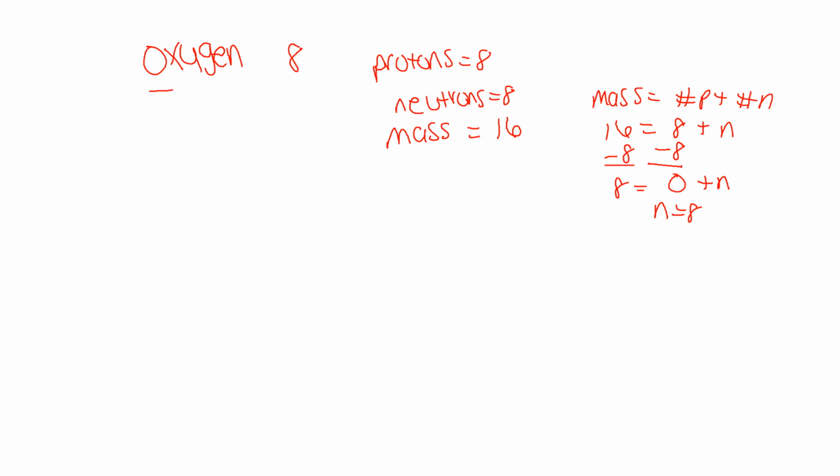Now, looking at this, we know we're talking about oxygen, which does not have a charge on it, and if it has 8 positively charged particles in each atom, then it must have 8 negatively charged particles because it has no charge, so it overall has a neutral charge. So we know that there must be 8 electrons.